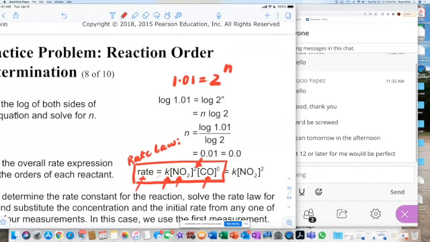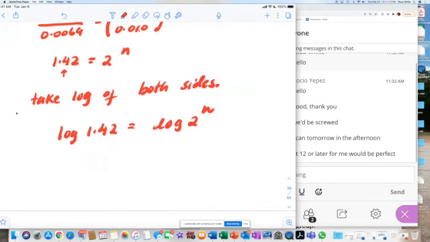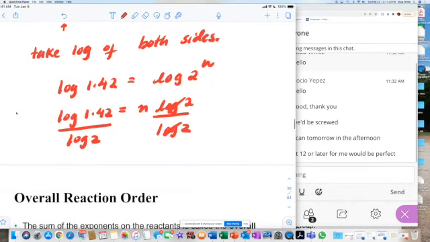So in this situation here, where was I? Right here. Take log of both sides. That's my strategy. I'll take a log of 1.42 equals log of 2 to the power n. As far as logarithm rules go, this becomes n times log of 2 equals log of 1.42. Okay? And then to solve for n, divide by log of 2, divide by log of 2, and that gives us what n is.